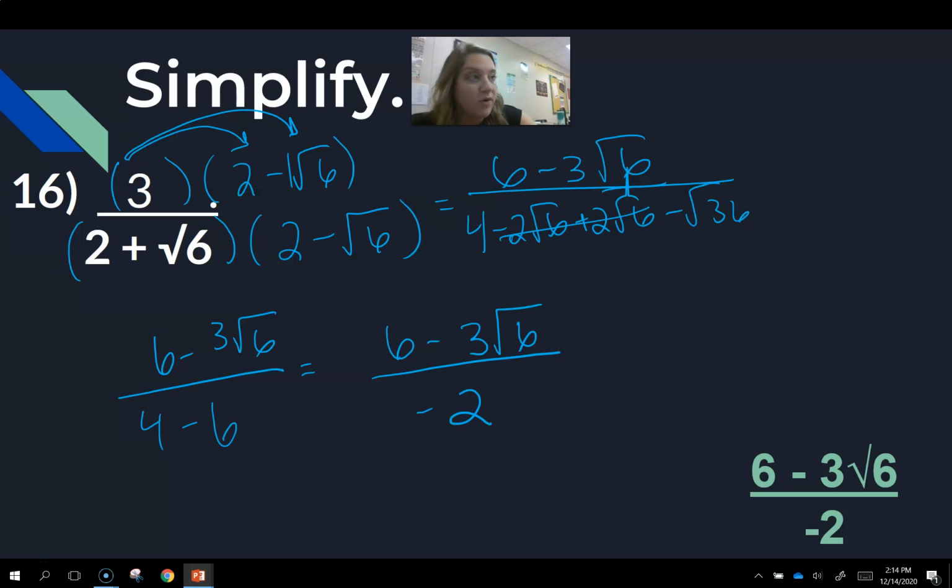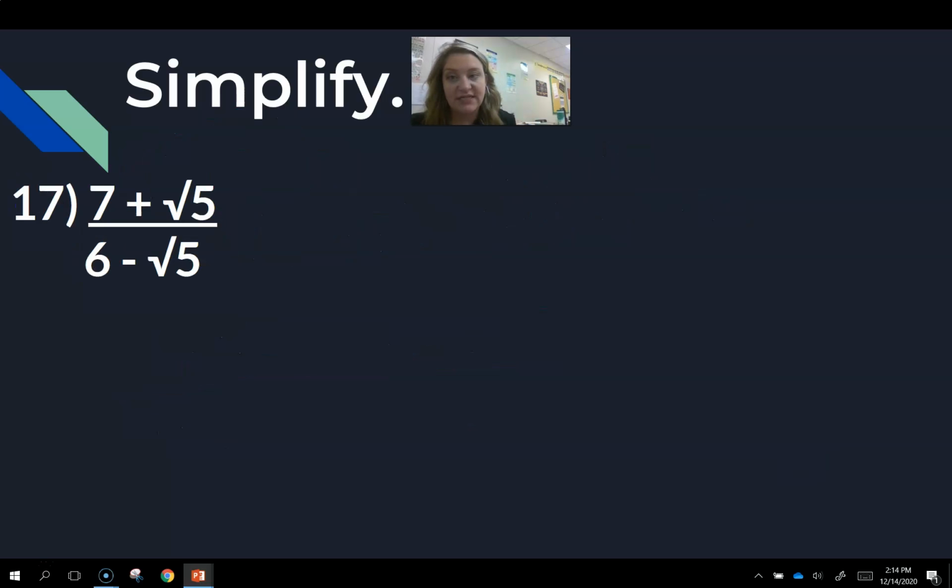All right, there's 4 more just like those. We're going to take them step by step, and you're going to try them by yourself and then check your answers with me. Okay, so the first one is number 17. 7 plus the square root of 5 divided by 6 minus the square root of 5. Okay. This one matches up with problems like 13 and 14. I would relate to those for these problems.